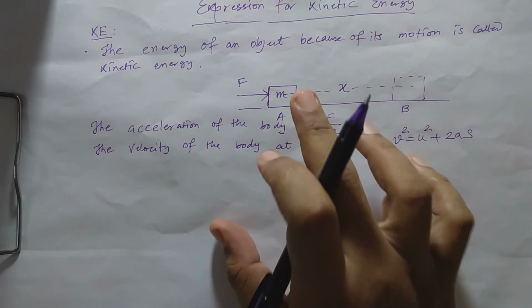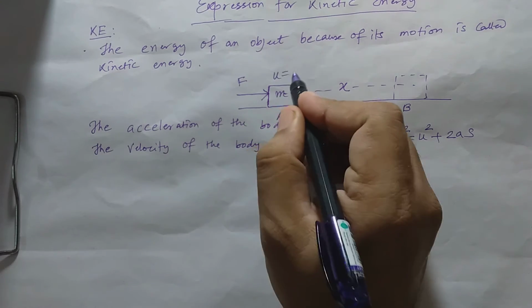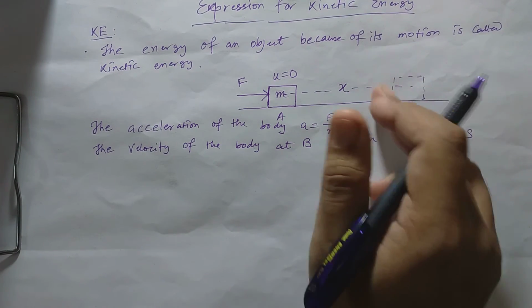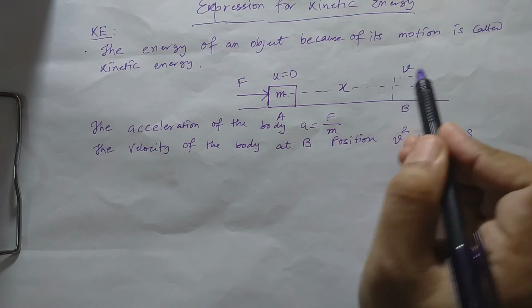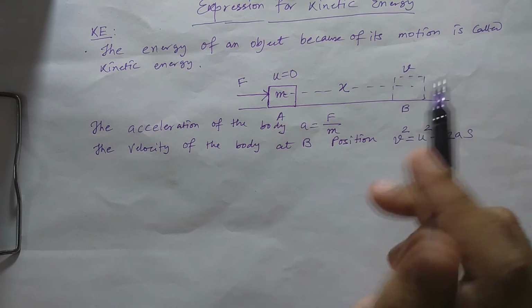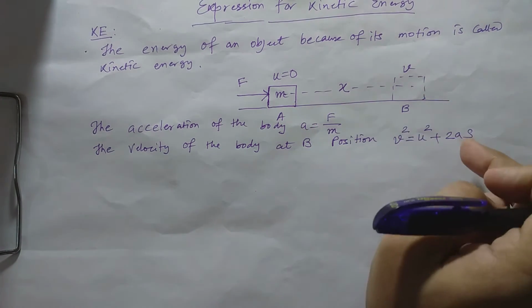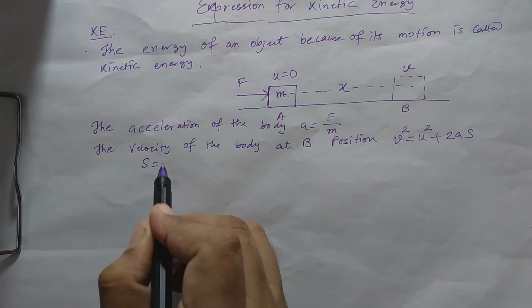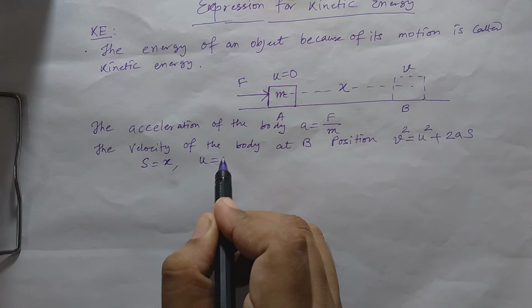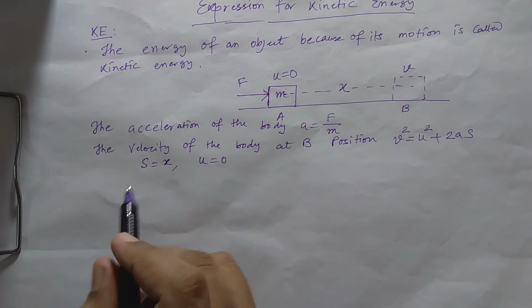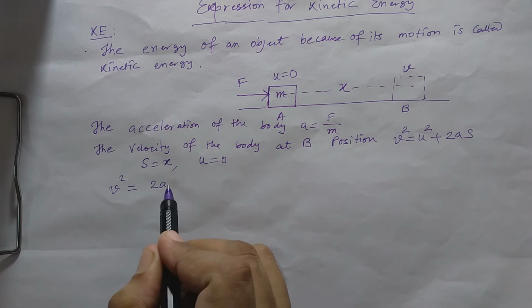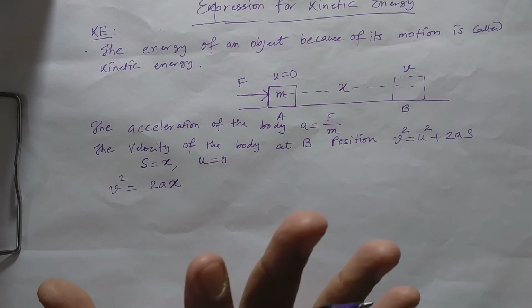Remember, initially the object was at rest. When you applied the force, as there is acceleration, the object comes into motion and there is some velocity. That is what we are going to find out. The distance traveled is x, so s is equal to x, and u is equal to 0. We put this in the equation, so we get v square is equal to 2ax.